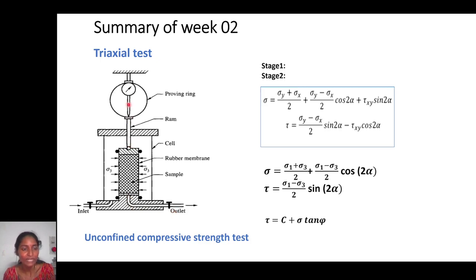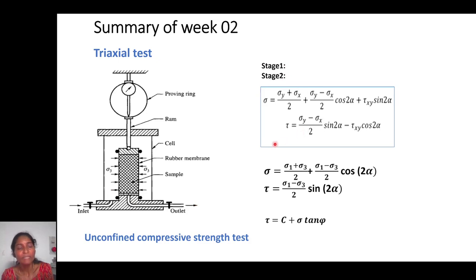In the second case also, when I apply this deviatoric stress or vertical stress, if I allow that drainage, that is what is called a drained test. So we already have three different tests, which I am not going to discuss here in detail, in stage 1 and stage 2, based upon the type of drainage condition we are providing.